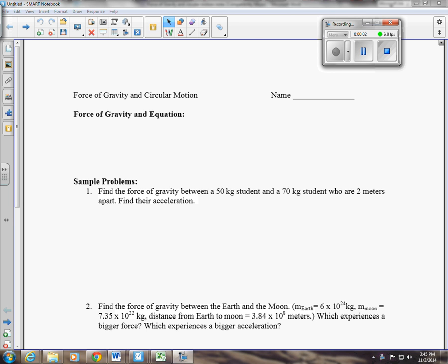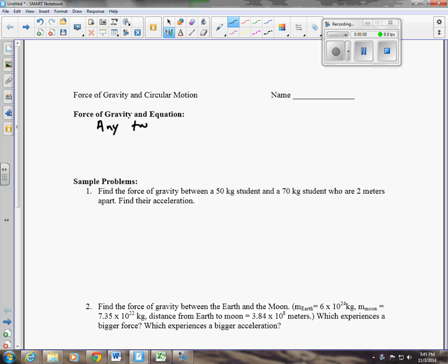We start talking about the force of gravity. Any two objects are attracted to each other by a gravitational force. Now, we're used to thinking that the moon orbits the Earth because the Earth pulls on the moon with gravity. It's also true that the moon is pulling on the Earth with gravity. And it's true for any two objects.